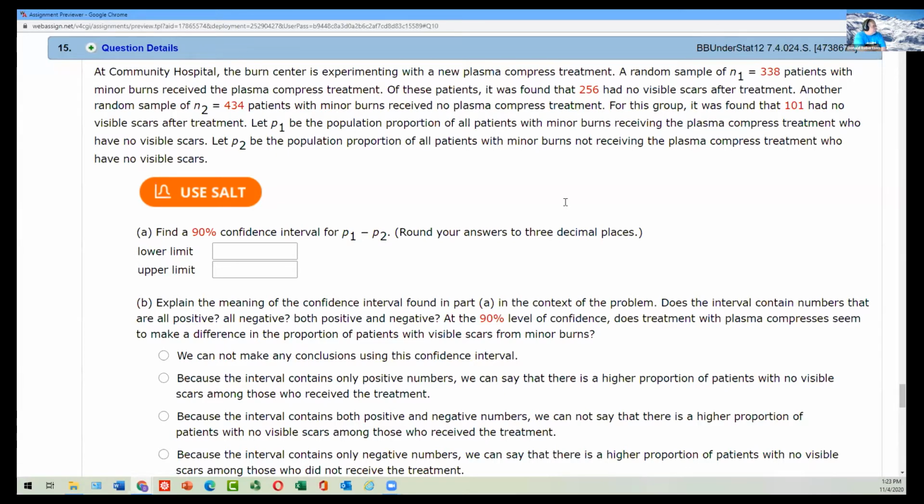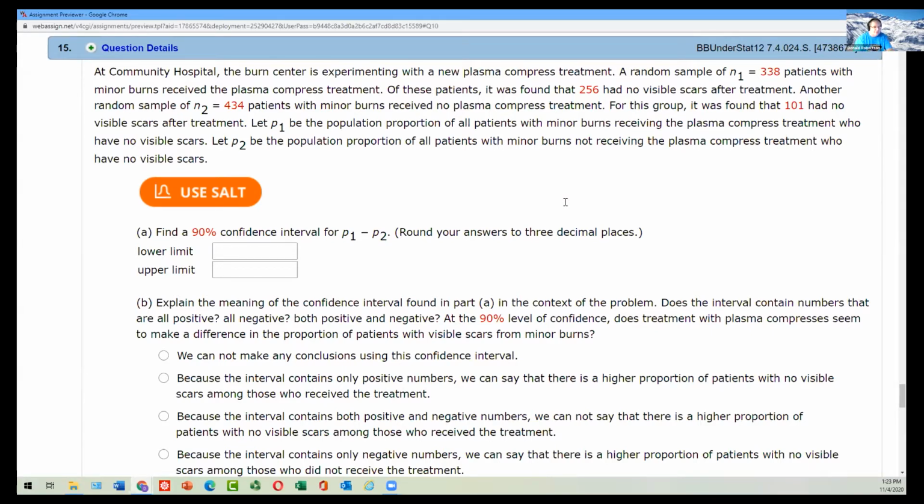A community hospital, the Burn Centre, is experimenting with a new plasma compress treatment. Right, so this is what you'd probably call a medical or clinical trial. In this situation, a random sample N1 of 338 patients with minor burns received this new treatment. Of those patients, 256 had no visible scars after treatment. So they're counting success as being, you don't have a scar.